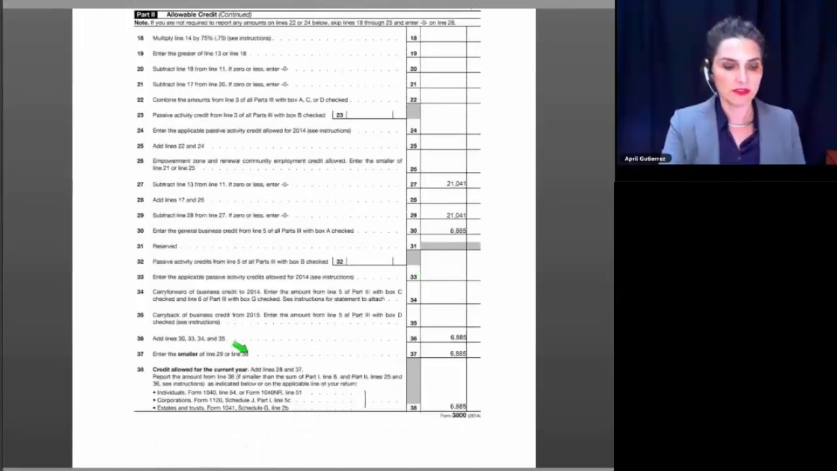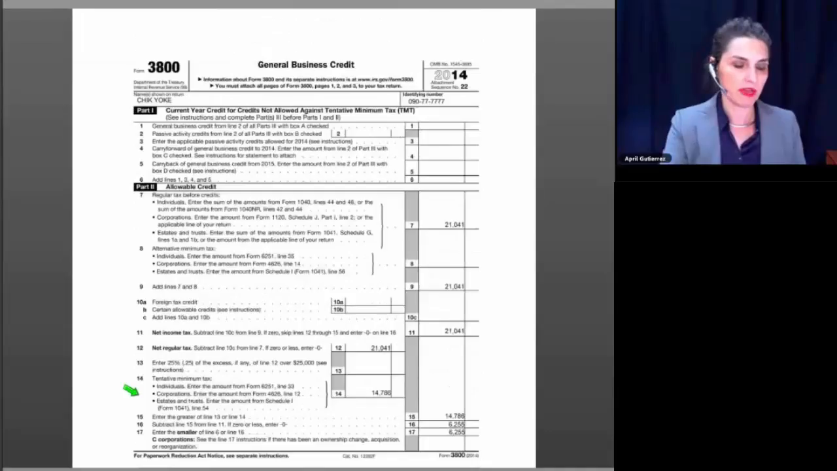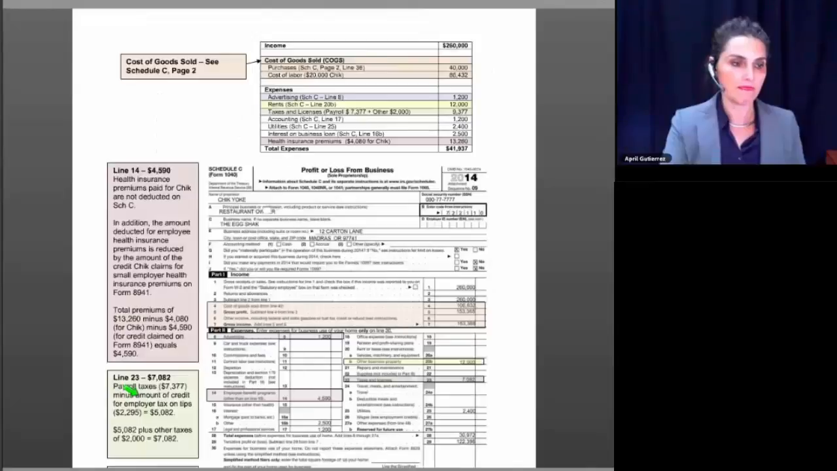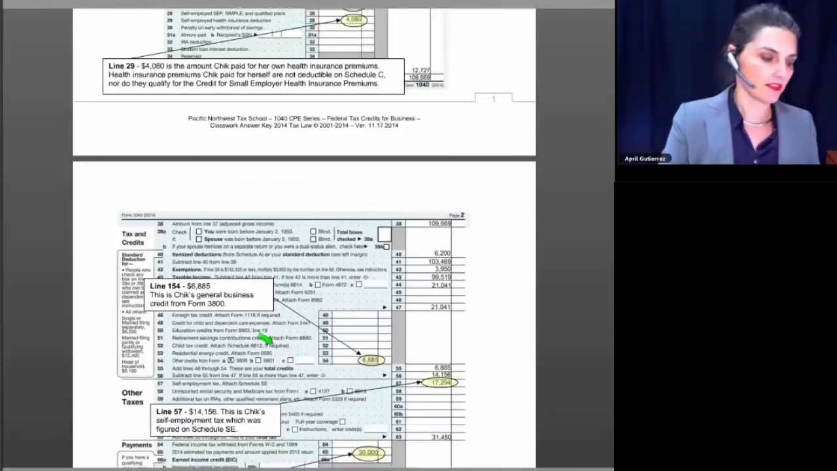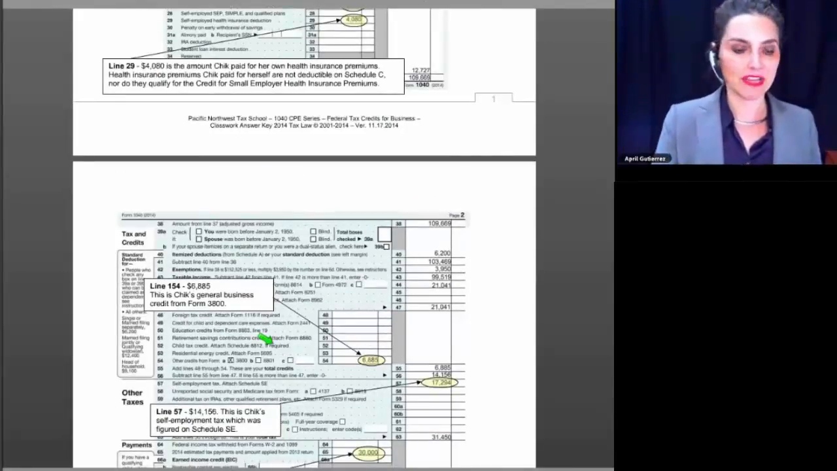You just continue filling out the form, and when she's done, then it's time to go back up to the 1040. And that credit is entered on line 54. She just goes through and finishes figuring it out, and she ends up owing $1,450. So that is the conclusion or the summary of how to prepare the classwork assignment for Chick. Let's go back to the manual and pick up where we left off before the break.